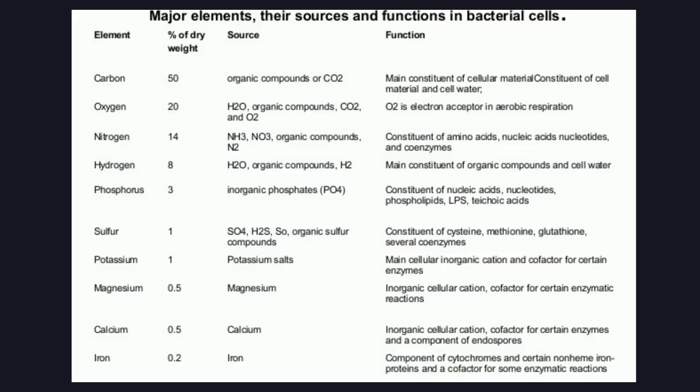Now, these are the major elements, their sources and functions in bacterial cells. Carbon contributes 50% of the dry weight, oxygen 20, nitrogen 14, hydrogen 8, phosphorus 3, sulfur 1, potassium 1, and magnesium and calcium contribute comparatively lesser amounts compared to the others: 0.5, 0.5, and 0.2.